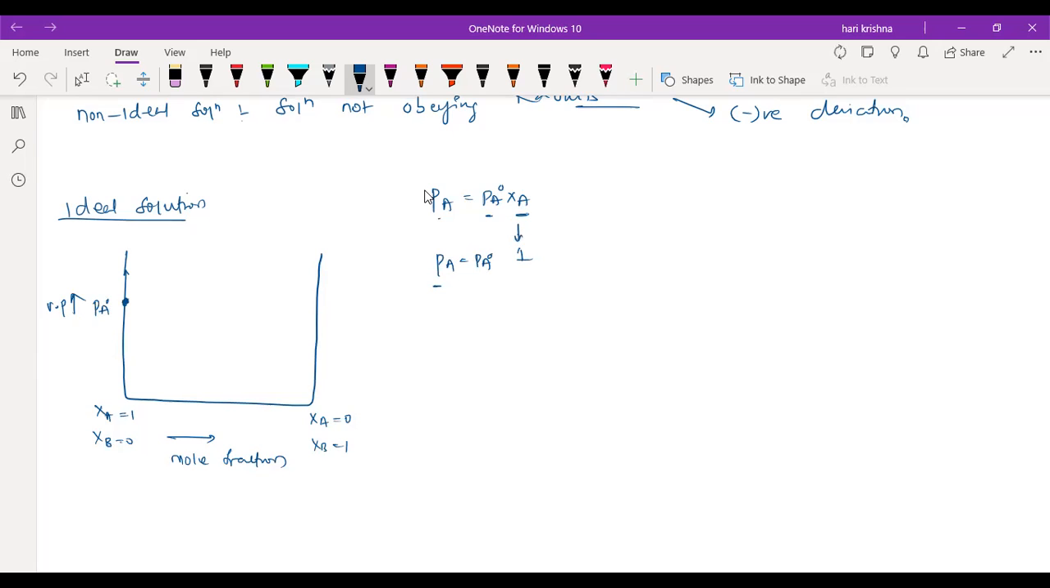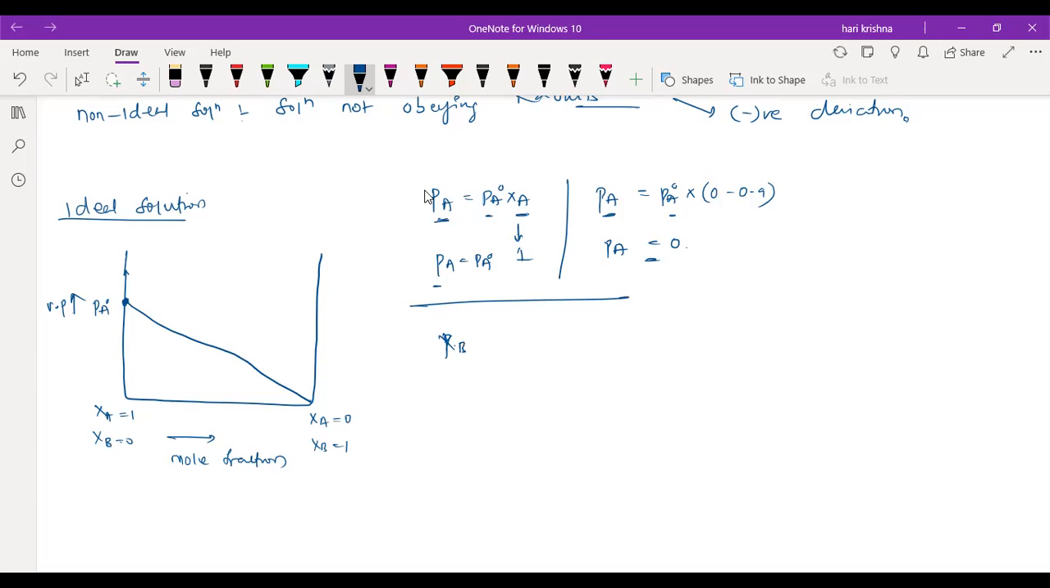Now, as the XA value starts decreasing, then PA value also starts decreasing, right? Yes or no? PA equals PA naught into some 0 to 0.9 we are multiplying. That means the PA value will be less than PA naught value. So as you go down, this graph also will come in the decreasing way. Whenever XA is equal to 0, then PA is also equal to 0 because XA component is equal to 0.